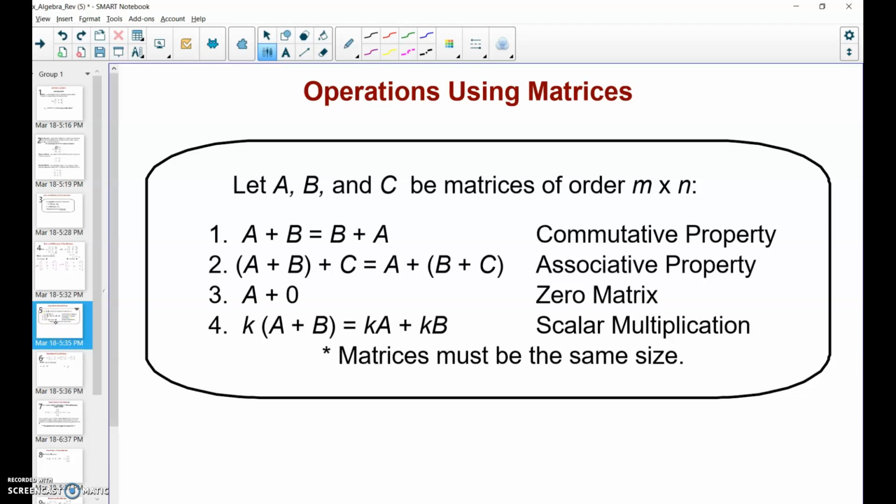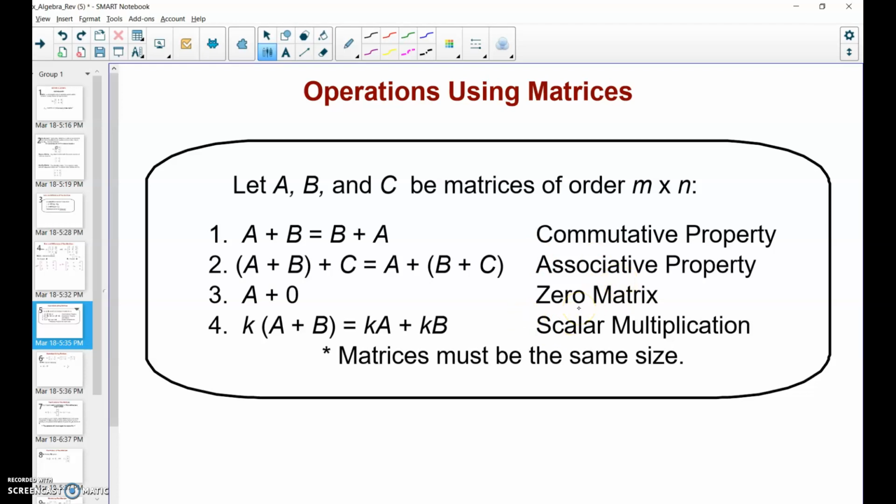But just like with any normal rules with algebra, you can have those same types of rules with matrices as well. So commutative property, if you add a and b together, or if you add b then a together, you're going to end up with the same thing. Associative property, let's say we had 3 matrices that we're adding together. It doesn't matter if I add the first 2 together, or if I add the last 2 together first, before adding them all up. You'll still get the same answer.